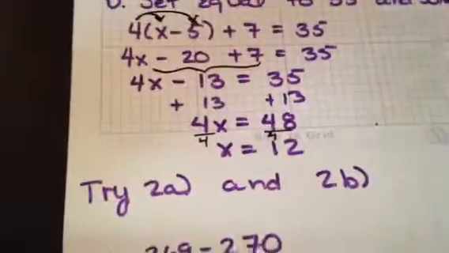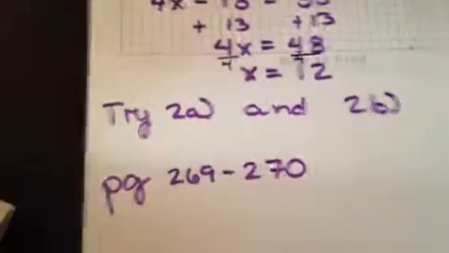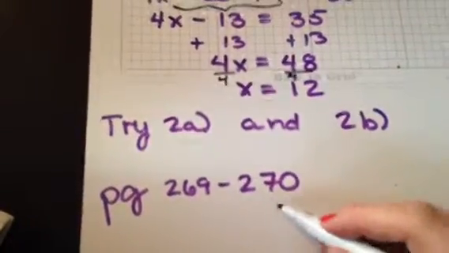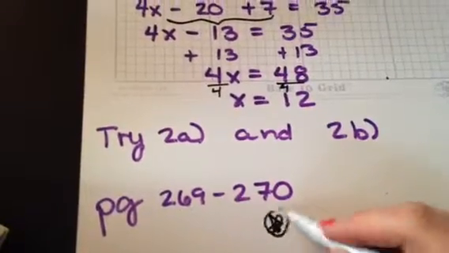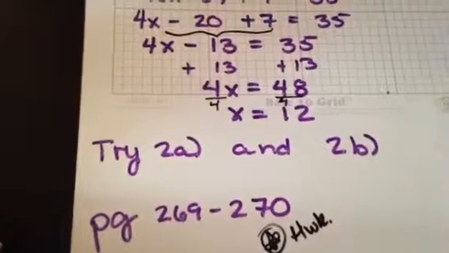All right, so I want you to go ahead and try 2A and 2B. If you have questions, make sure you come and ask. And if you're comfortable, go ahead and get started. In class, we're going to be working on 269, 270 for our homework problems for this section.